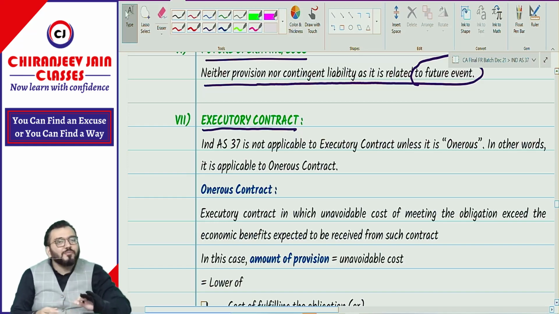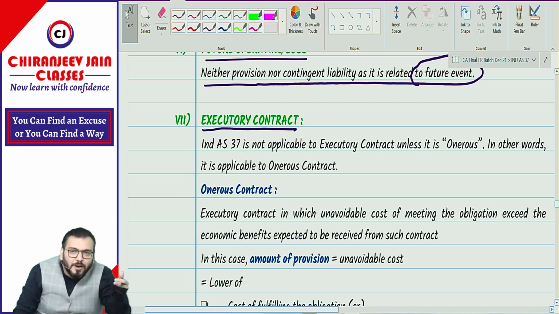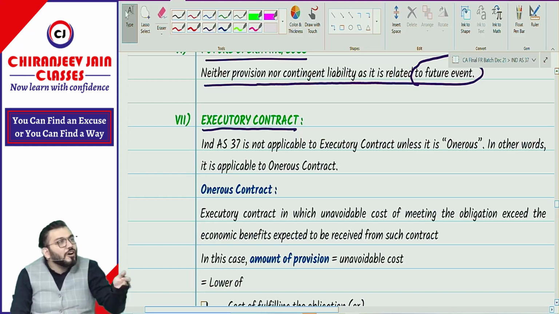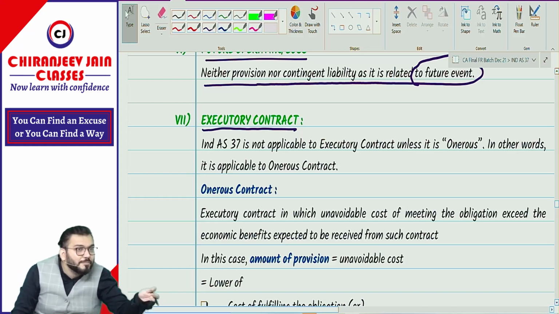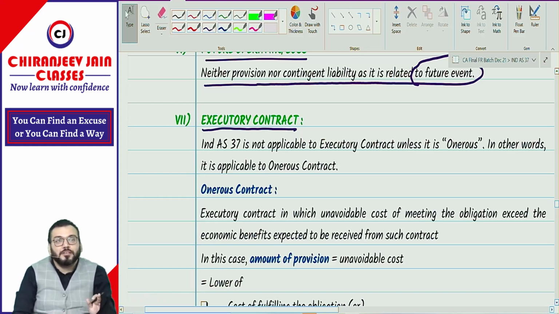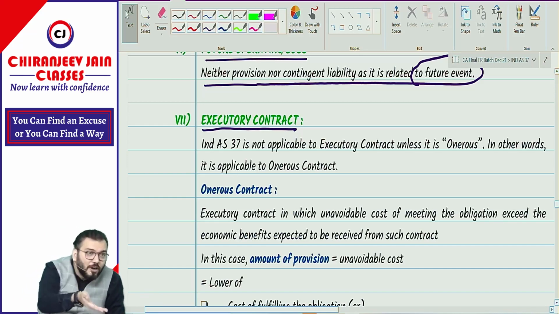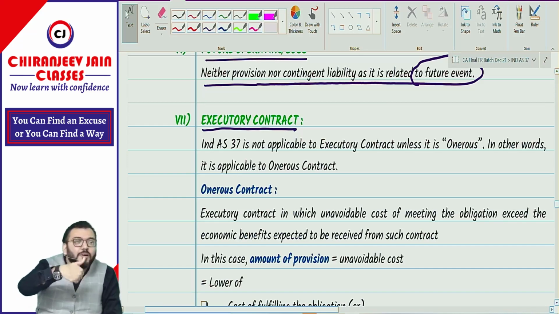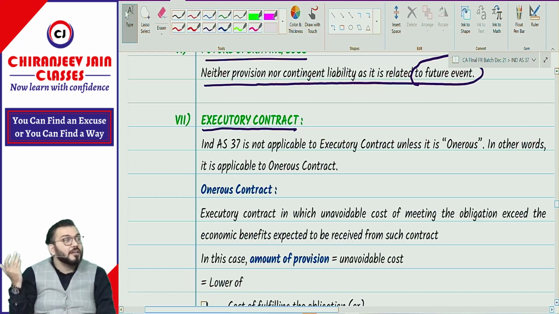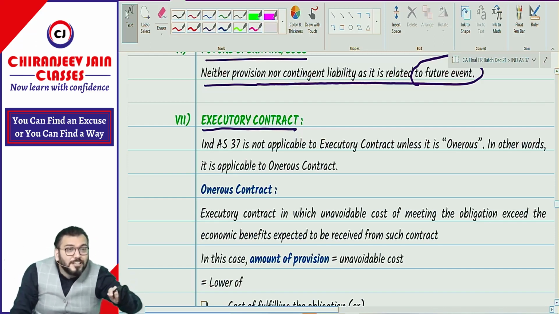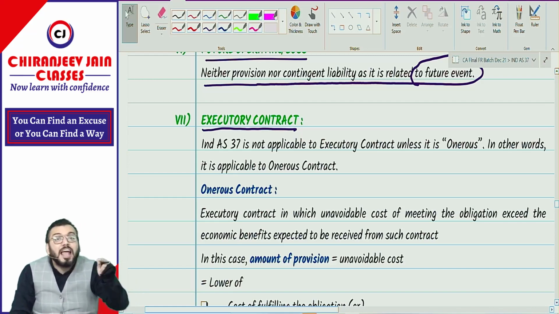Any contract which is either partially performed by both the parties or not yet performed by both the parties. Means, every contract has an obligation of both the parties, and both parties have either not yet performed their obligation or partially performed their obligation, that is known as an executory contract. Now one question arises, should we recognize a provision for an executory contract?